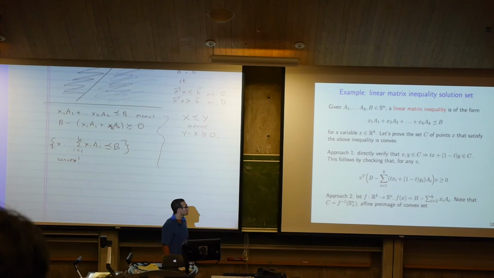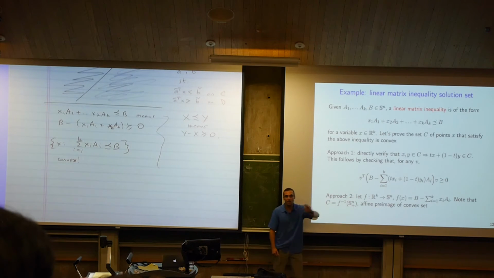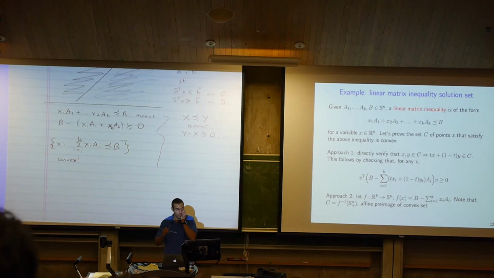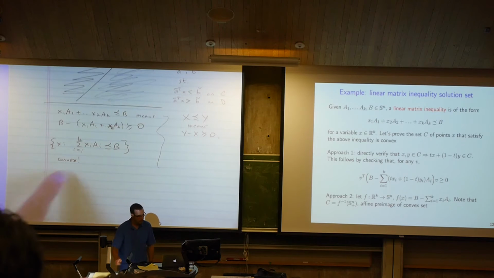The first way is to check the definition. Okay, we've done that before for different examples. I'm not going to do that this time. You can go ahead and check that if you want to see both routes on your own. Let's look at the second way of doing it. The second way uses the combination of the fact that we know the PSD cone is convex, and we know that affine preimages preserve convexity. We just put those two together and we declare that this thing must be convex.